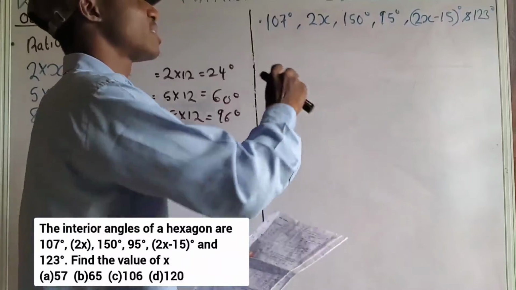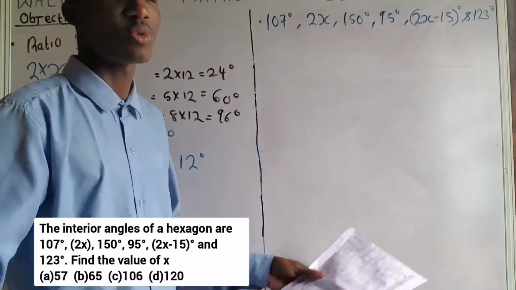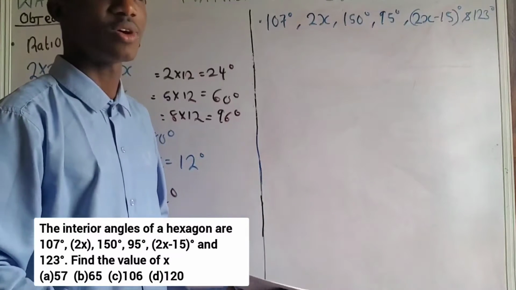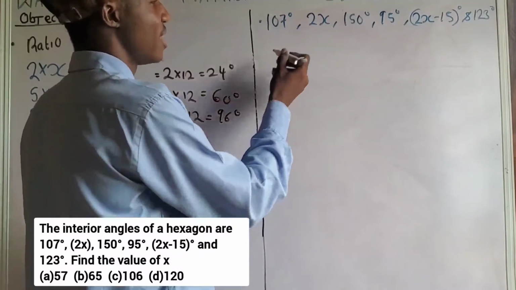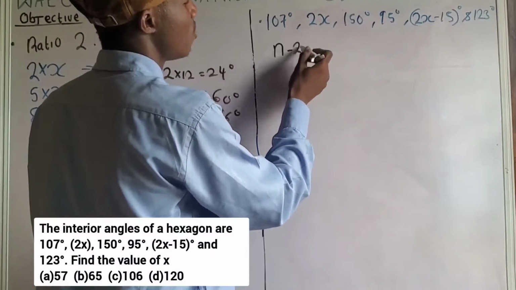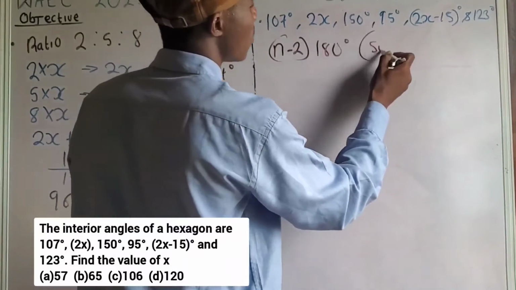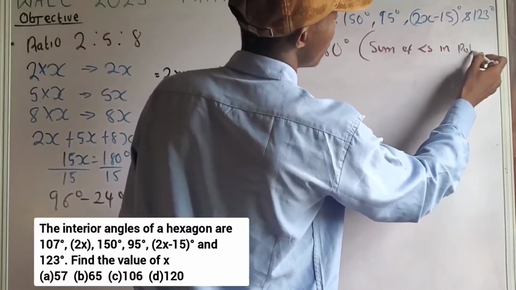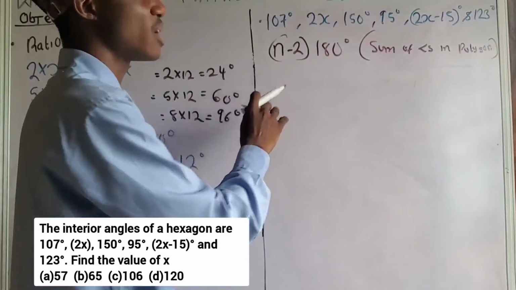Well, since we've been given the interior angles, if we sum all of these together, it must be equal to the sum of angles in a hexagon. So from this, we need to calculate the sum of angles in a hexagon. Now, according to a formula in polygons, (n minus 2) multiplied by 180 degrees is the formula used to calculate the sum of angles in a polygon.